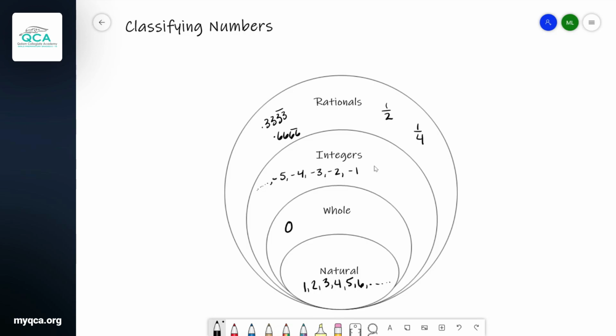So these are fractions and terminating decimals. Terminating means that the decimal ends, so it could be 0.825. You could be looking at a decimal like that. So these are what rationals are. Rationals include everything in the integers. Integers include everything in the whole numbers and the negatives. Whole numbers are everything that the naturals have, but with the addition of 0.